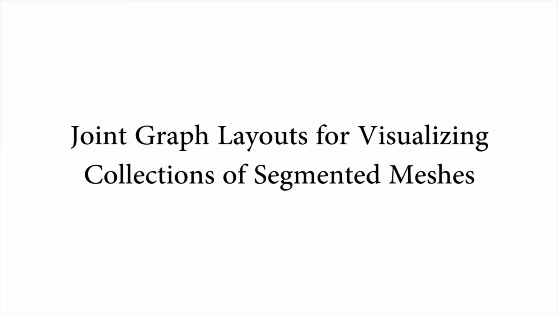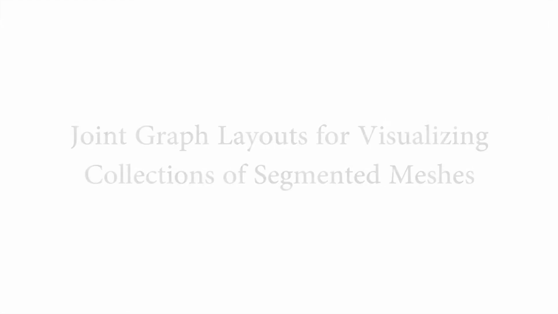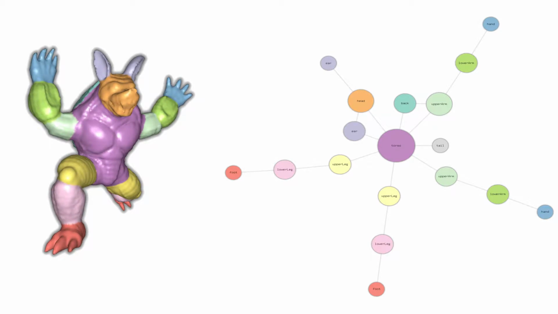Graphs are common representations of visual data. For example, a segmented 3D mesh can be represented as a graph. Each component is represented by a node and edges represent the connectivity between components. A graph layout can be computed using traditional algorithms such as the Kamada-Kawai algorithm.